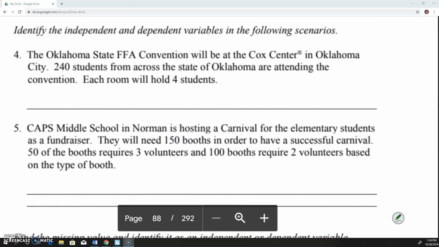It says, identify the independent and dependent variables in the following scenarios. The Oklahoma State FFA Convention will be at the Cox Center in Oklahoma City. 240 students from across the state of Oklahoma are attending the convention. Each room will hold 4 students. So I need to know which one's independent and which one's dependent. My independent will never change. My dependent changes, right? What up there is not going to change? The number. I have 240 students going. So that's my independent.